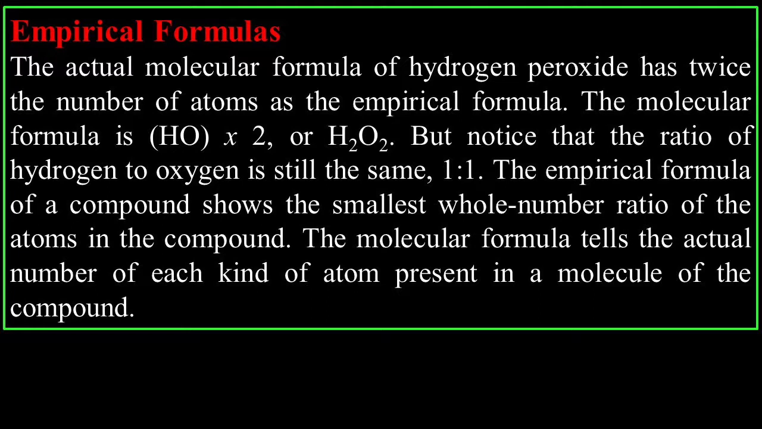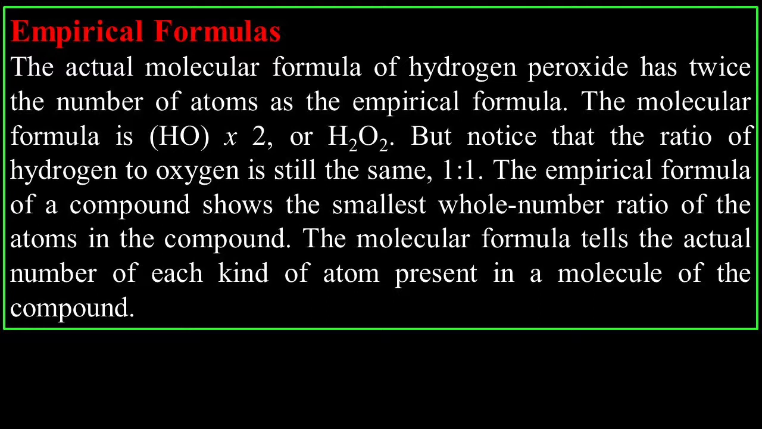The actual molecular formula of hydrogen peroxide has twice the number of atoms as the empirical formula. The molecular formula is HO times 2, or H2O2. But notice that the ratio of hydrogen to oxygen is still the same, 1:1. The empirical formula of a compound shows the smallest whole number ratio of the atoms in the compound. The molecular formula tells the actual number of each kind of atom present in a molecule of the compound.